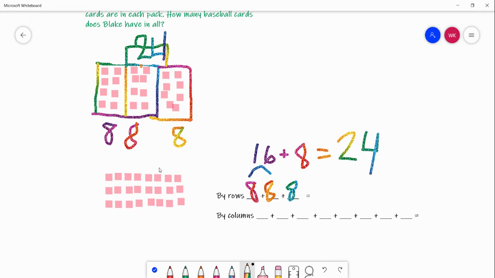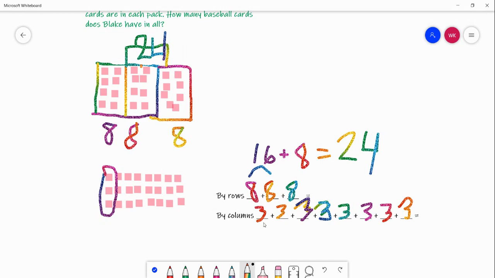All right, now we're going to look at the columns. Remember, the columns go up and down. So we have 8 columns, and we have 3 in each column. So we're going to do 3 plus 3 plus 3 plus 3 plus 3 plus 3 plus 3 plus 3. So we had 8, 1, 2, 3, 4, 5, 6, 7, 8.